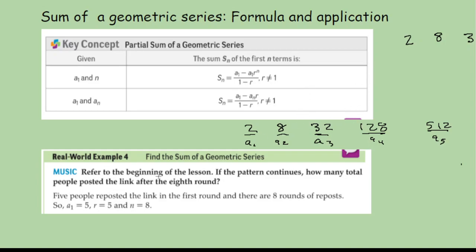So it says refer to the beginning of the lesson, the pattern continues. That was the rock band one, right? How many total people posted the link after the 8th round? So it said 5 people reposted a link on the first round, and there are 8 rounds of reposts. So pretty much all you're going to do is use this formula. You're going to say S sub n, that's going to tell me the sum. My a1 is 5, times my r is 5, to the n power, which is 8, over 1 minus my r, and my r is 5.